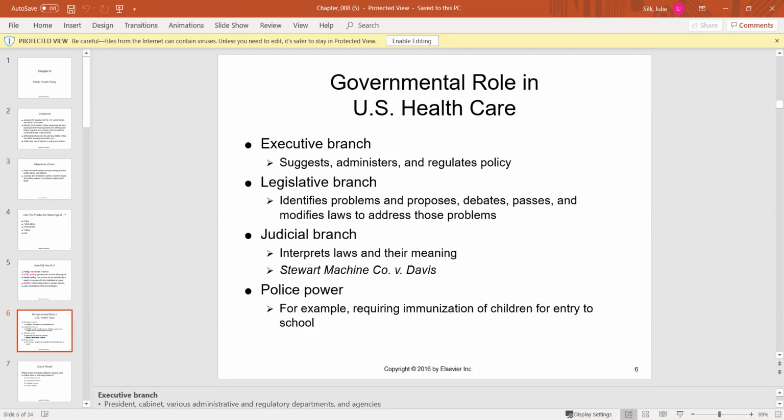Then the judicial branch. This is a system of federal, state, and local courts that are guided by opinions of the Supreme Court. So they will interpret laws and their meaning. And there's a specific thing that they mention here on the slide, Stewart Machine Company versus Davis. So this must have been a certain court case. This was the first case to challenge federally created health programs. The Supreme Court determined that federal government action was within the powers of Congress to promote general welfare.